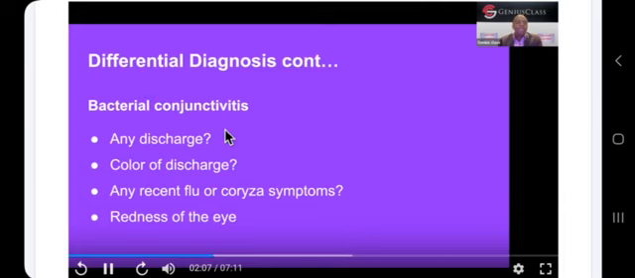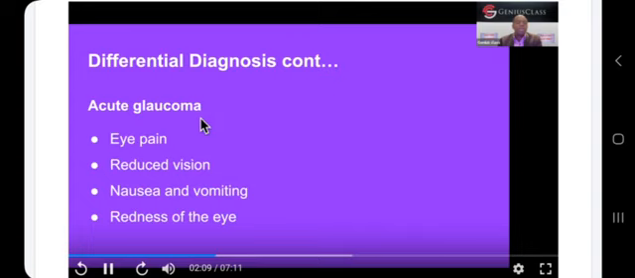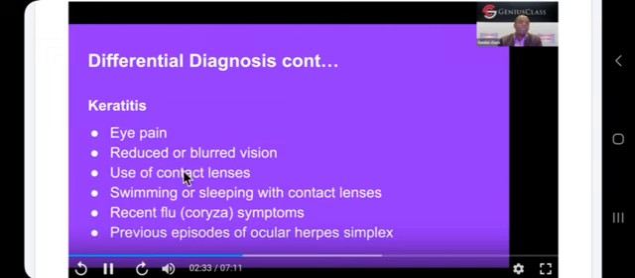Then what else? Acute closed angle glaucoma, where there's an eye pain. Ask about nausea and vomiting. Is vision affected? Yes, this particular patient has reduced vision, but it is unusual to have an acute bilateral glaucoma. Usually it is unilateral. This particular patient has bilateral blurring of vision, and there is no nausea and vomiting. She has redness in the eyes though.